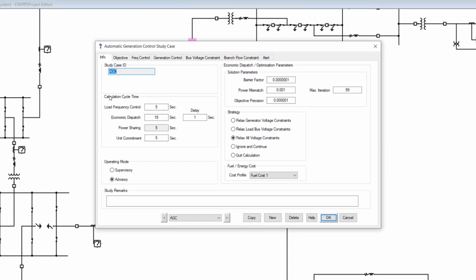So we can determine the cycle time for our economic dispatch, which again, remember, is predominantly real power loss and fuel cost optimization. We have other objectives such as power sharing, unit commitment, and frequency control.